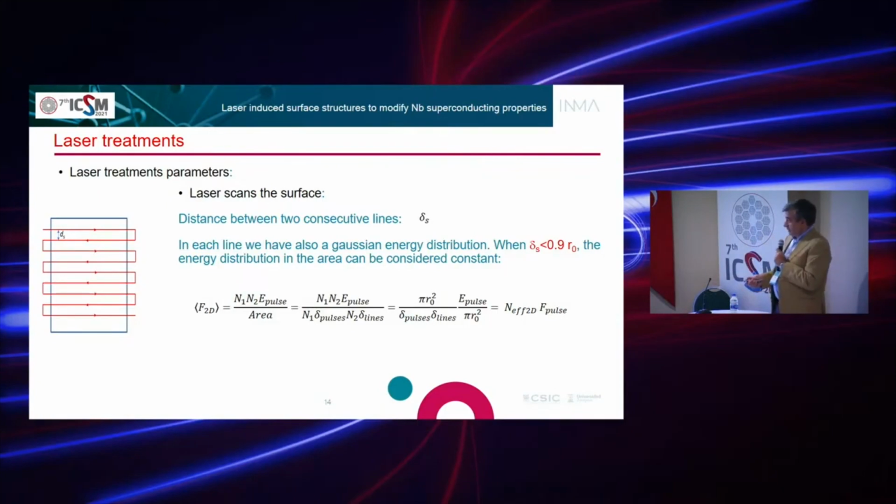And also, you must think that when you control the line in the perpendicular direction, you also have a Gaussian energy distribution. So you have something similar, and in consequence, you must control the distance between two lines to have a similar criterion, to have a uniform distribution on all your surface. And again, the average fluence you are depositing on your surface is a given number of times the fluence of a given pulse.